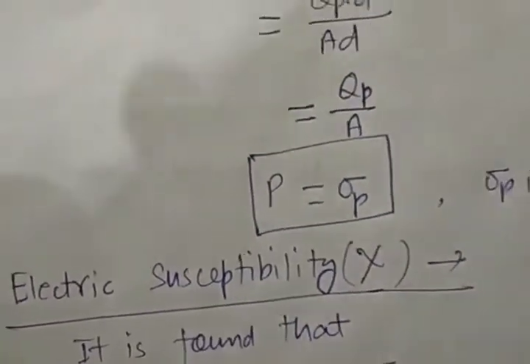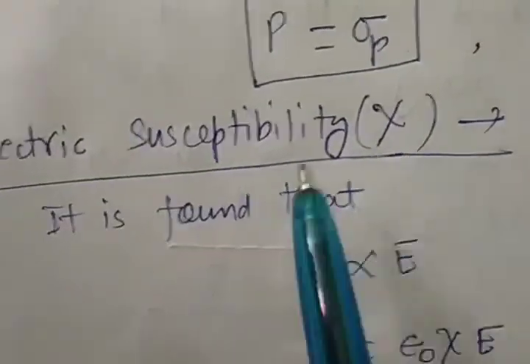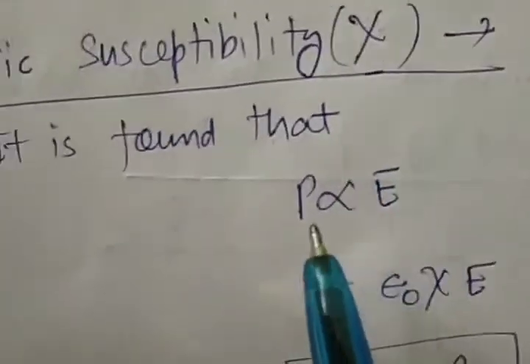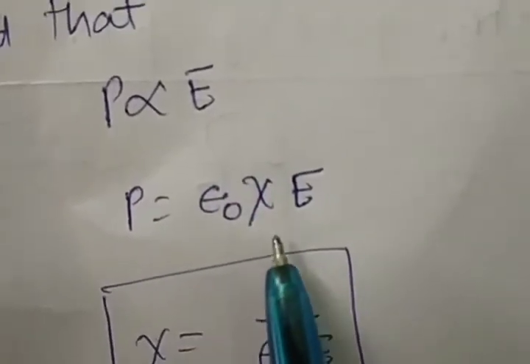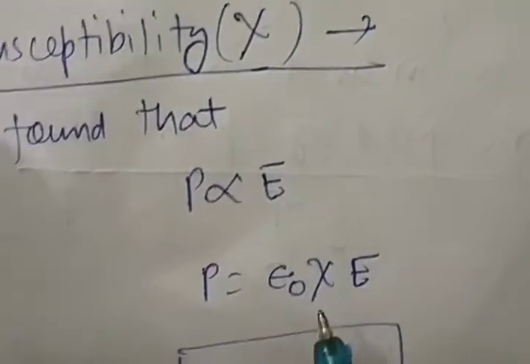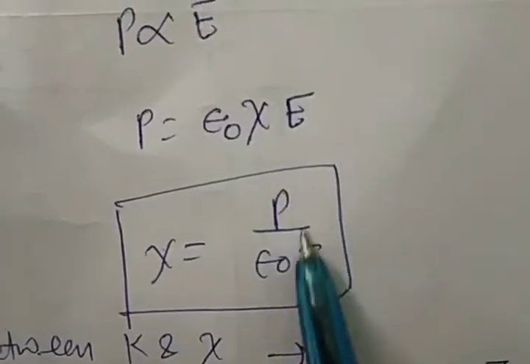Similarly, there is one more term related to dielectric polarization, that is the electric susceptibility. What we find is that P is directly proportional to the reduced value of electric field, and P is equal to epsilon naught chi E. So chi can be written as P upon epsilon naught E.